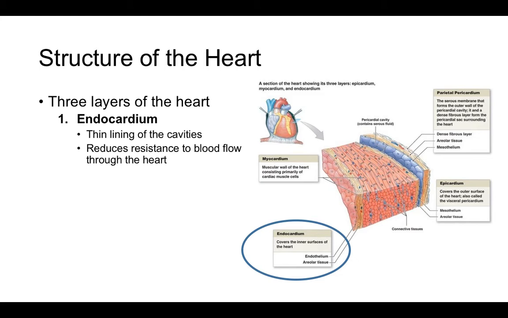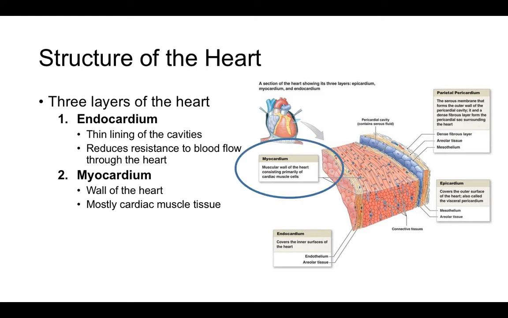The most inner layer is called the endothelium, and as we talked about with the blood vessels, the endothelium, the most inner lining of the endocardium, is continuous with the endothelium that runs all the way through the blood vessels and will eventually become the capillary. It's really cool. It's all one enclosed system. This is a thin lining of the cavities of the heart, which we'll talk about in a moment as well. It reduces resistance to the blood flow, so it basically is the lube that makes sure the blood flows through the heart well.